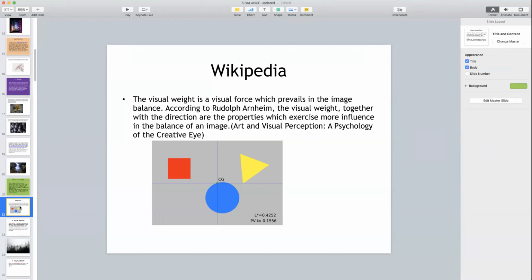So what Rudolf says, the visual weight is a visual force which prevails in the image balance. According to Rudolf, the visual weight together with the direction are properties which exercise more influence in the balance of an image. अब इस फोटोग्राफ के अंदर नीचे एक फोटोग्राफ है, उसमें ऐसे लग रहा है कि कुछ right of, when you look at toward the yellow part, because the arrow kind of thing is there. तो ऐसा लगता है कि बाहर की तरफ को कुछ इंटरेस्टिंग है. ये पूरा फोटोग्राफ जो है it's like looking like a travelling toward the right.